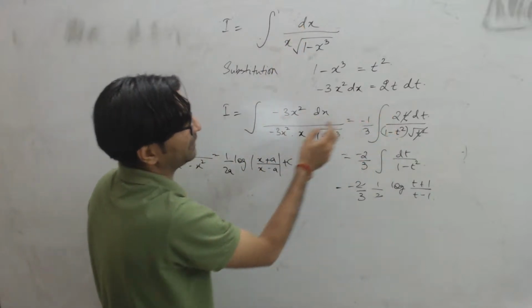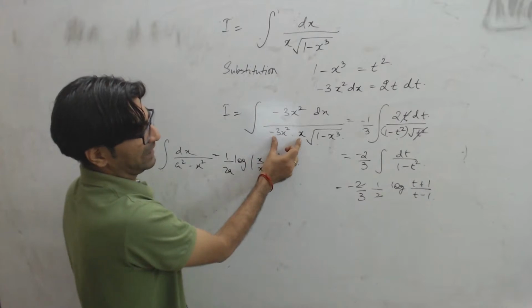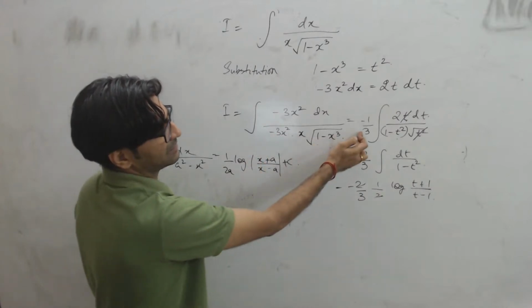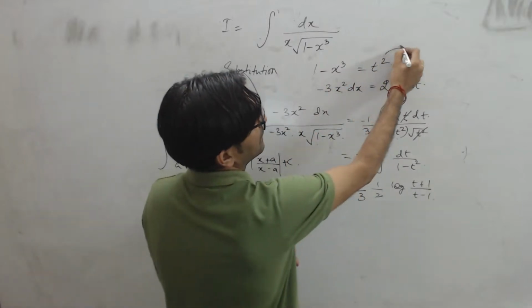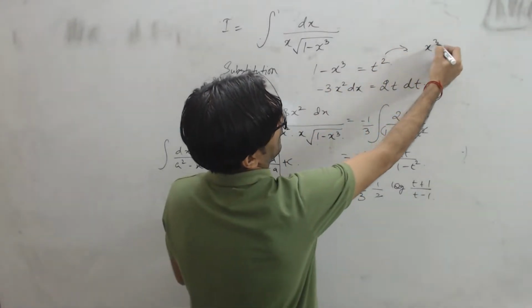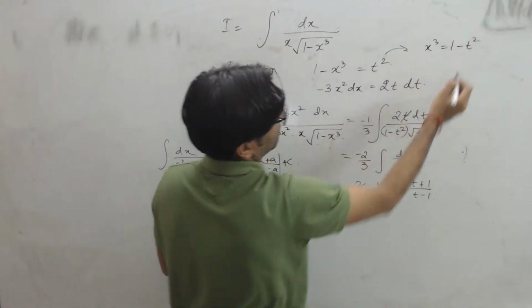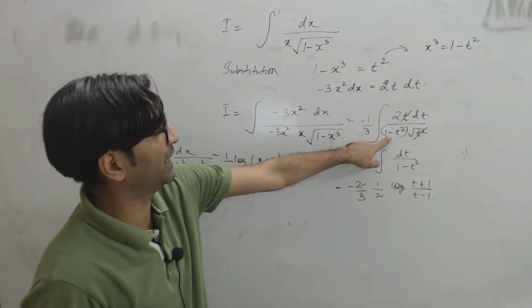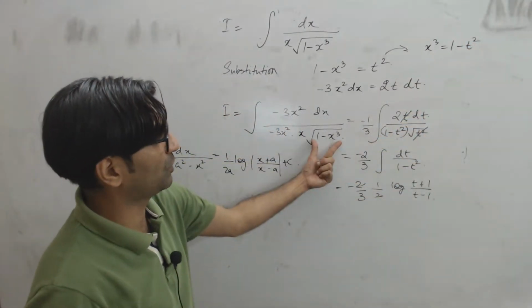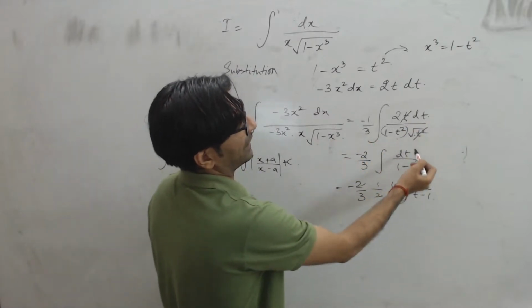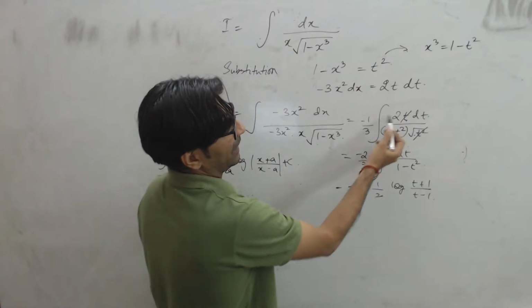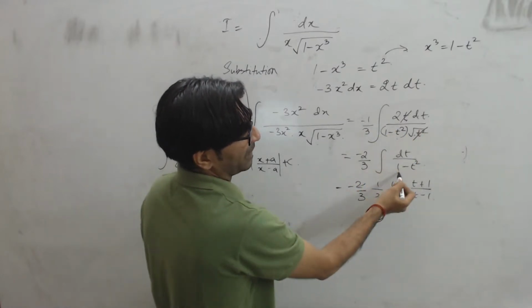The numerator directly becomes 2t dt. Now the denominator becomes minus 3 into x cube, so I take minus 1 by 3 outside. For x cube, if you rewrite this, x cube will be equal to 1 minus t square. So I wrote 1 minus t square in place of x cube, and root of 1 minus x cube will become root of t square, right? So this is t and t will get cancelled out. You'll end up getting minus 2 upon 3 into dt by 1 minus t square.